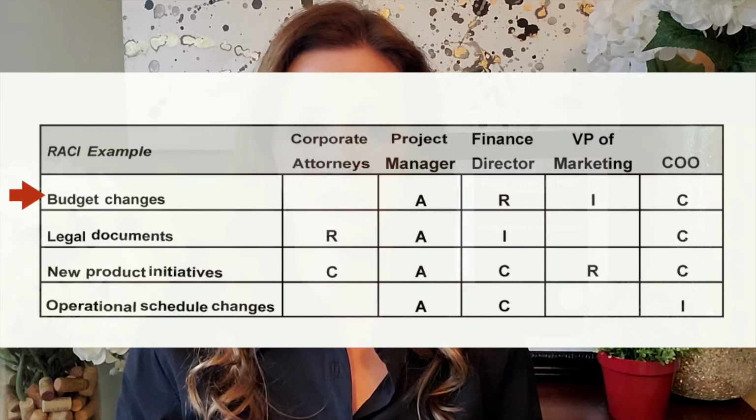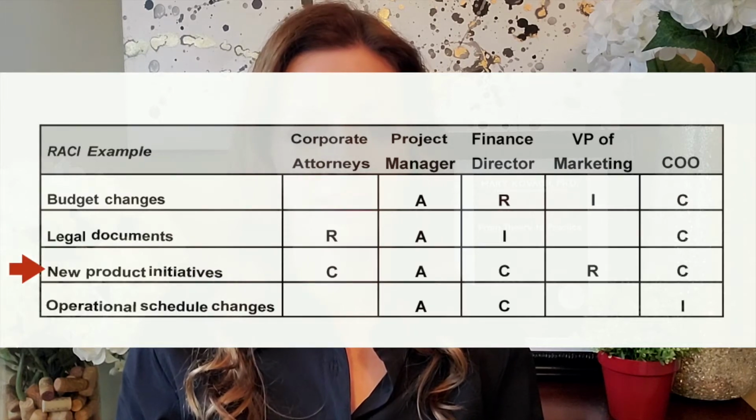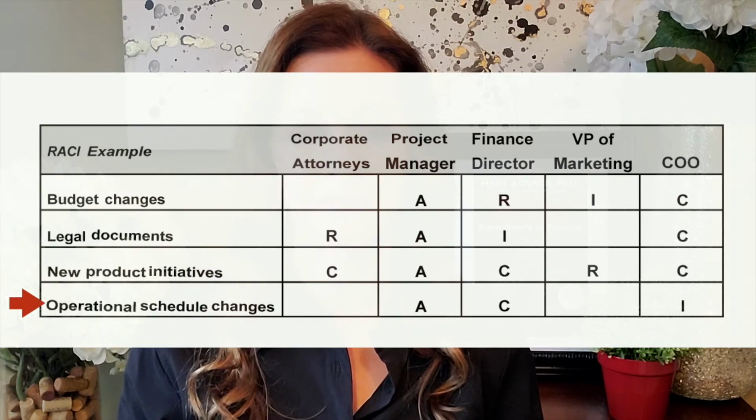So how do you take what you learned here and operationalize it? Imagine as though you'll populate this in Excel at a high level. In the first column, you'll want to list the major tasks. Some examples include budget changes, legal documents, new product initiatives, and operational schedule changes.